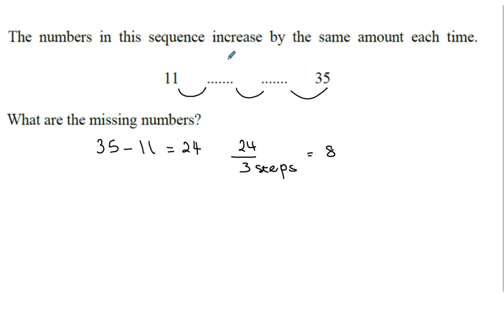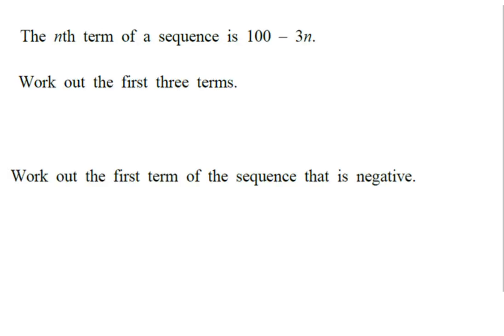So now let's try it. So you've got 11 plus 8 is 19. 19 plus 8 is 27. And 27 plus 8 is 35. Okay, so remember, although there are 2 missing numbers, you've got 3 jumps, 3 increments. Okay, all right. That would be like a 2-mark question, but it's under your belt.